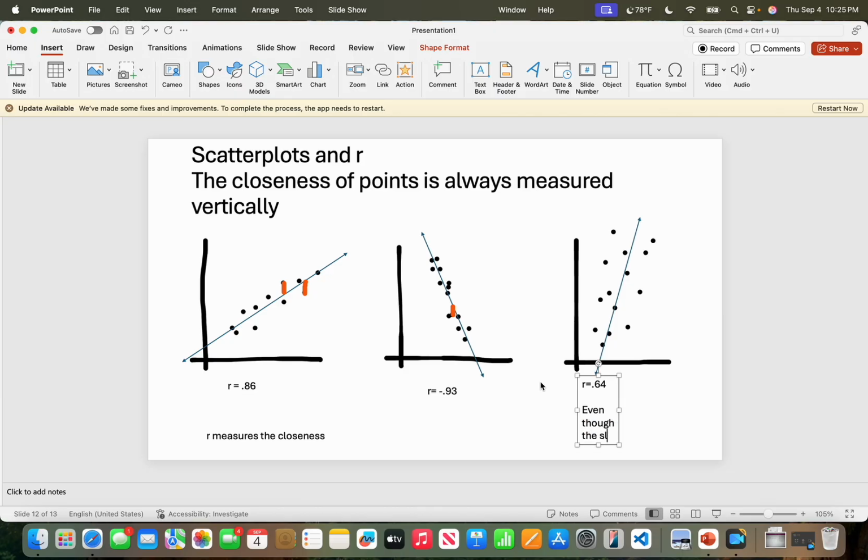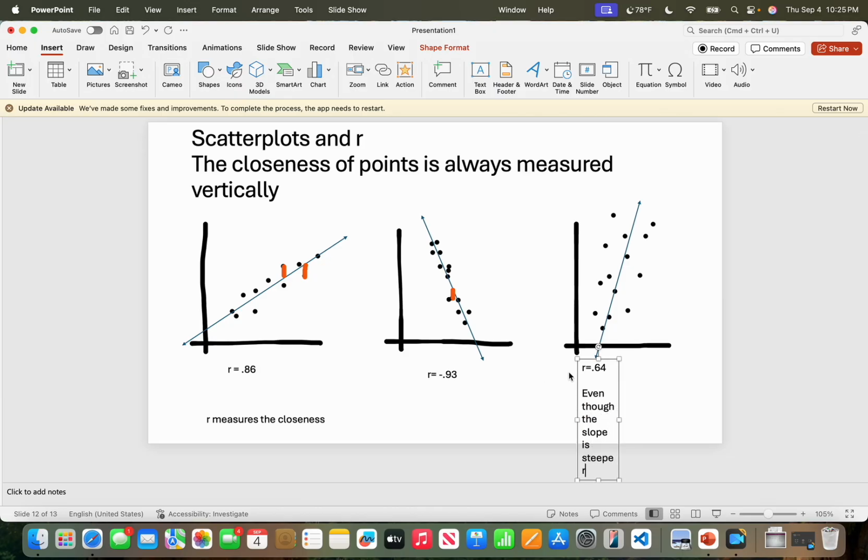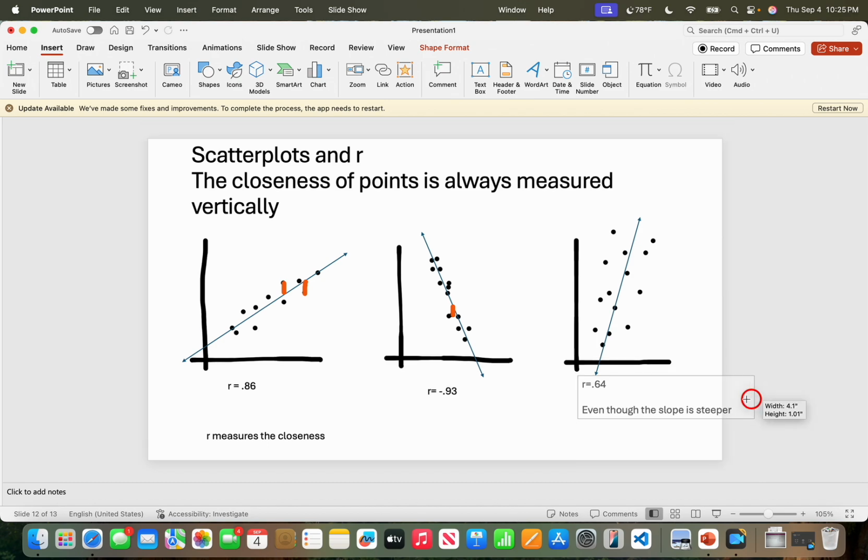I'll say this, even though the slope is steeper, R only cares about the tightness or trend of the line, right? It doesn't care about the steepness of the slope. This R is weaker than this R because these were more tightly fitting around the line of best fit. These are more spread out. There's more space between the line and the actual data points, so your R is going to be inherently weaker.